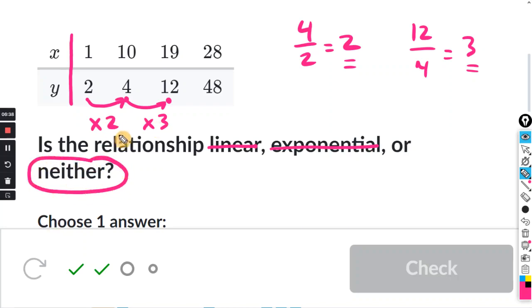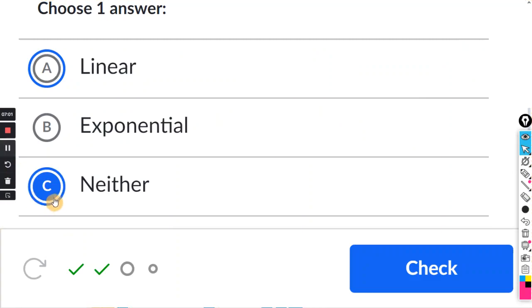We can see already it didn't work. If you want to do the last one, how do you get from 12 to 48? Well, 48 divided by 12 is just 4. So the last one is times 4. So clearly it's not the same, even for the multiplication, so it's not exponential, and it's going to be neither. Answer C.